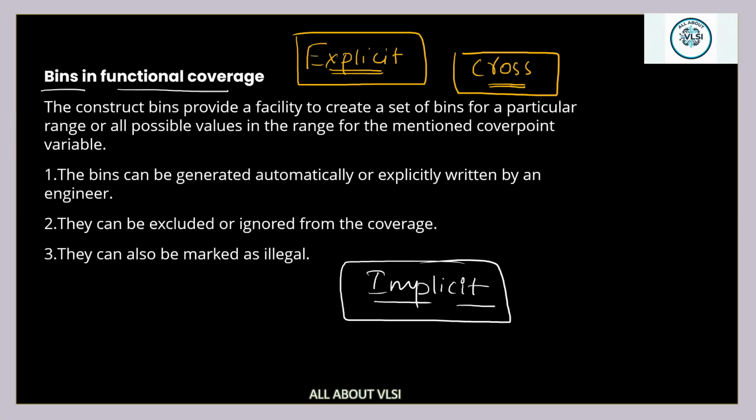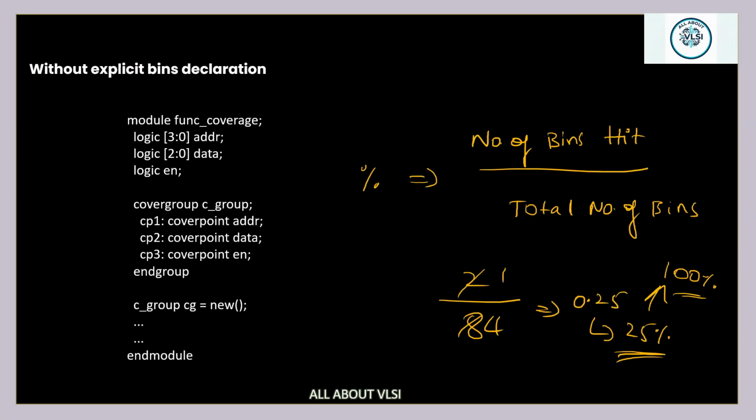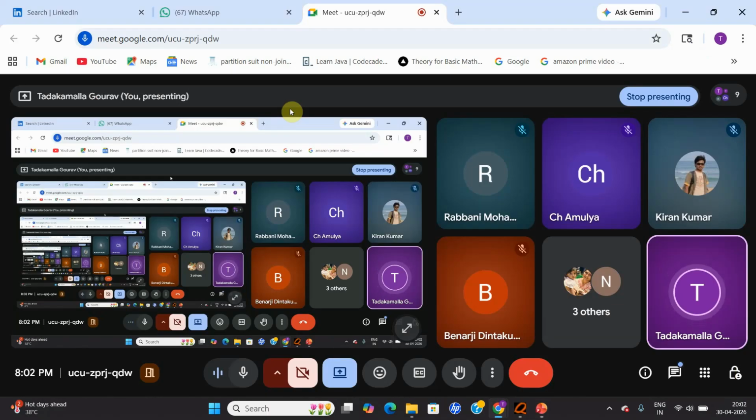What a cover point means we have seen, and the different types of explicit bins and implicit bins we are going to have. And after that we saw how we are going to calculate the percentage of coverage, right? And also we saw an example without explicit bins and how we get the percentage of coverage. All this we have discussed in our previous sessions, right?